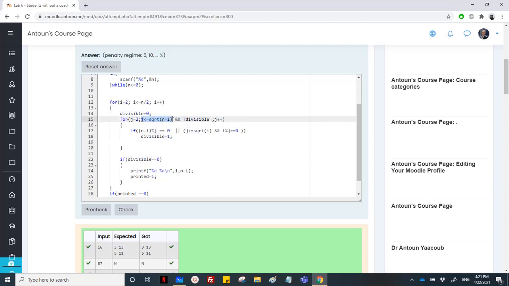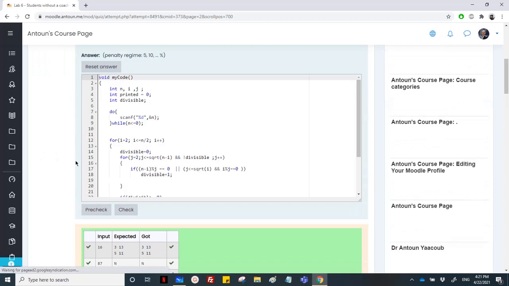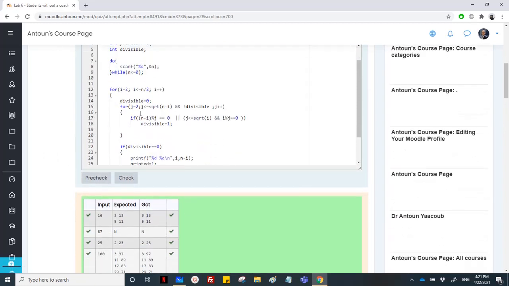So even if j is still less than the square root of n minus i, here we have and, it means both should be true. However, divisible here means divisible is equal to 0. Divisible now is not equal to 0, it's equal to 1, and I will get out of the loop. So let us check one more time. And we have the correct solution. So this is it for this exercise.